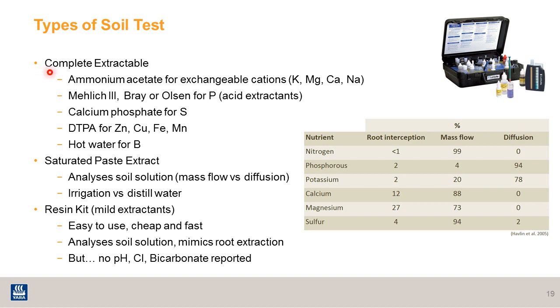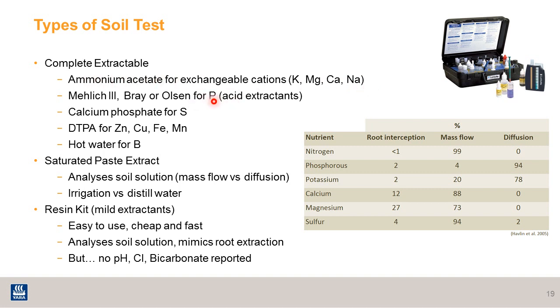The most traditional soil test would be the complete extractable soil test. If you've heard of soil testing before, it's probably this one. It's the most common one. And what the lab does is they'll take your soil sample. You send just the soil to the lab. They'll dry the soil, process it, and analyze it. For the cations, they'll use ammonium acetate to try to extract the cations from the soil particles.